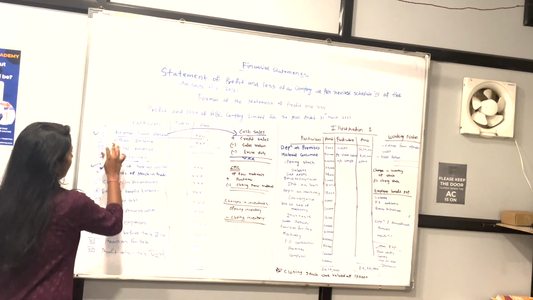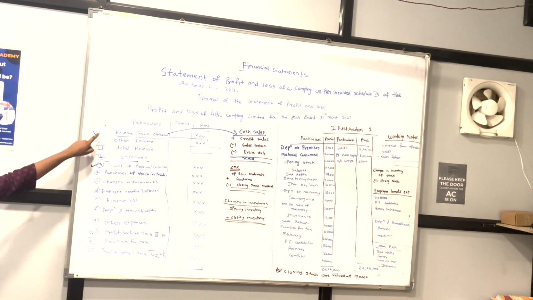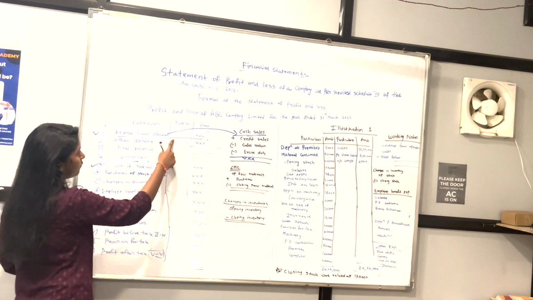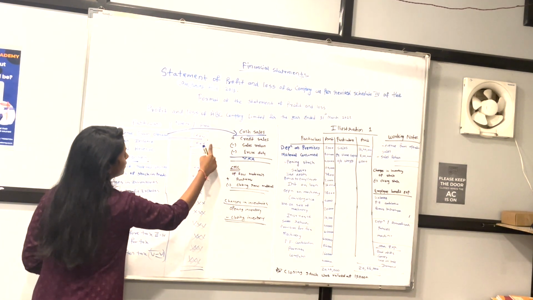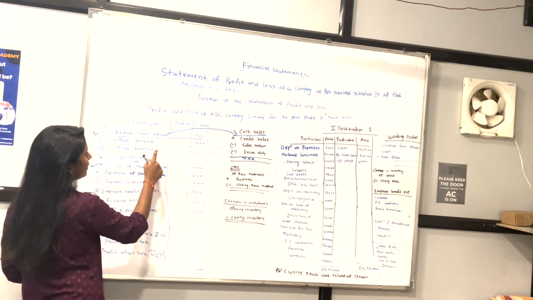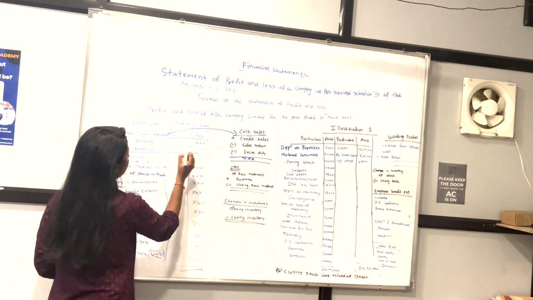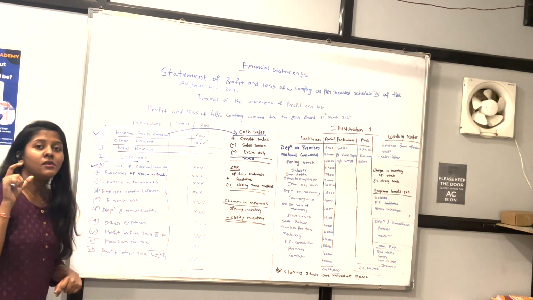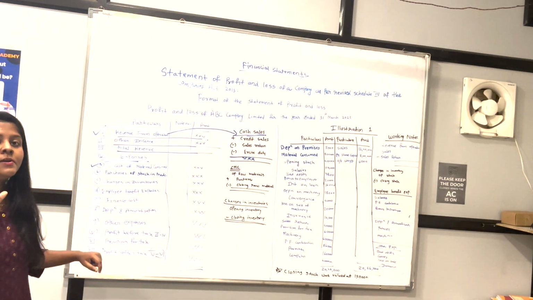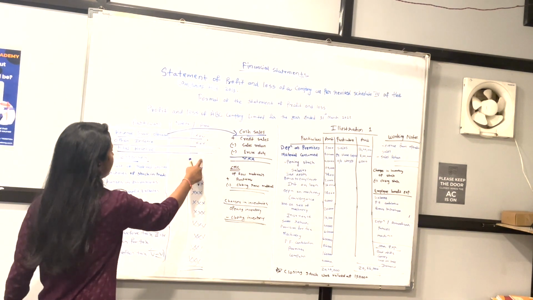Okay. So now this is the first head, revenue from operations. Second head is other income. So these two terms, revenue from operations and other income, we have to add, and after adding we will get total revenue. Total revenue is how much money is earned by the business. So that is total revenue.